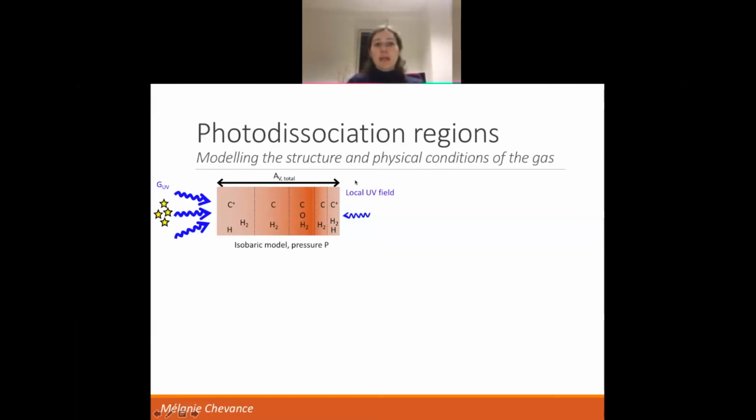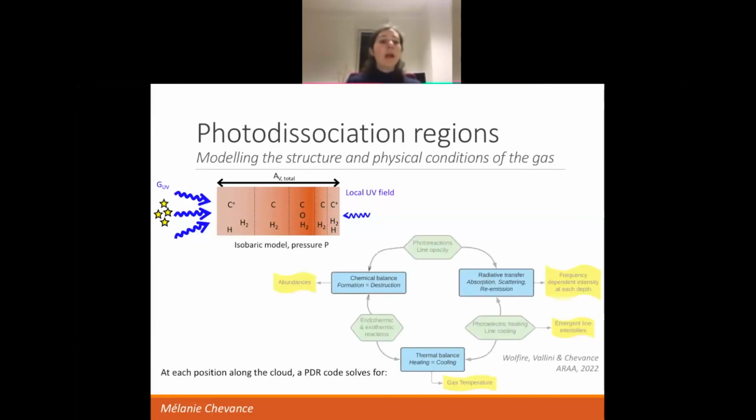This slab of gas has a certain size, AV, the total AV. And in the model that I've used, we've chosen to have an isobaric model, so with a constant pressure throughout this slab of gas. Other models can assume a constant density, so it's just a matter of what equation of state you choose. How a PDR model works is that at each position along the cloud, the PDR model will solve for the chemical balance, the radiative transfer, and the thermal balance. And each of these three processes influence each other, so it's an iterative process at each position along the cloud.